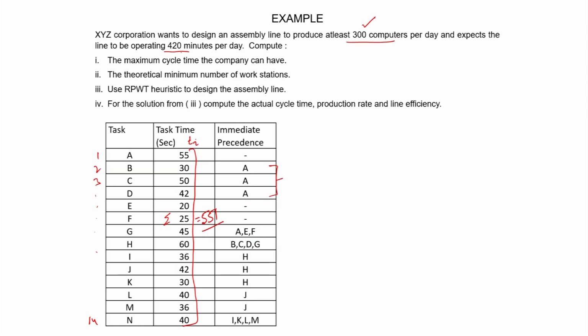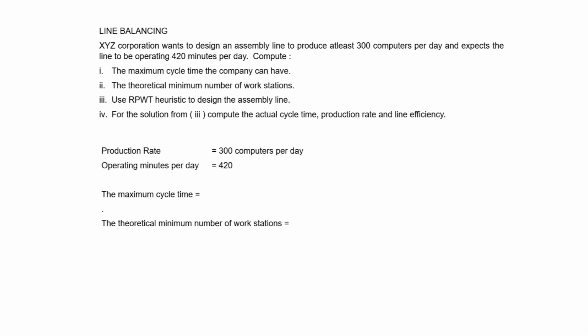So, the total time required to assemble the computer is 551, which is the sum of all these elements. Now, I have reproduced this question here again. Now, let us do some calculations here. The production rate requirement is 300 computers per day. The time available per day is 420 minutes.